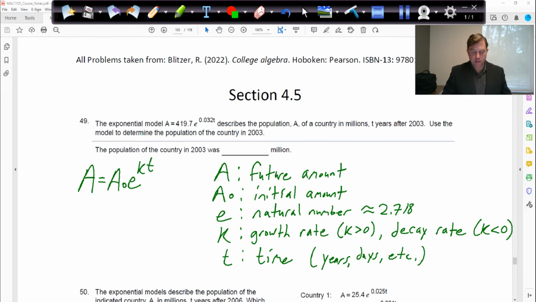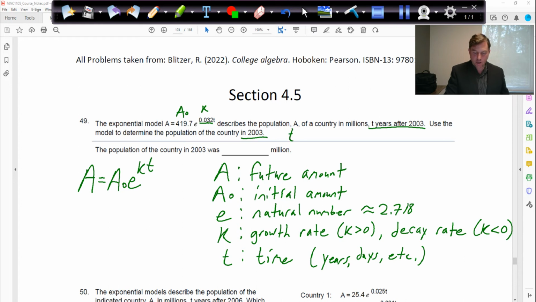The exponential model A equals 419.7 e to the 0.032t. So let's start identifying. A0 is the 419.7. The K is 0.032. And it says that model describes the population A of a country in millions T years after 2003. Use the model to determine the population of the country in 2003. So this one's a little bit interesting right out the gate, because T is measured as years after 2003. Then they measure the country in 2003.